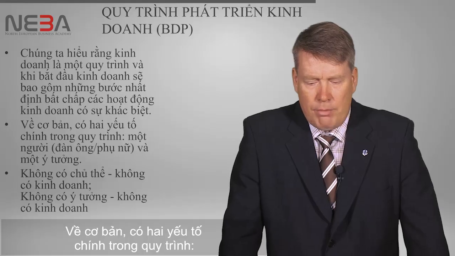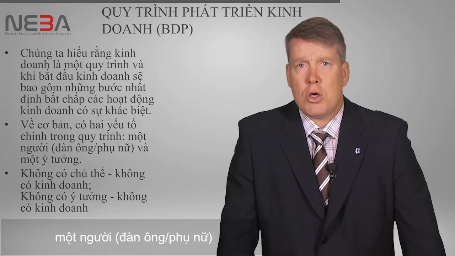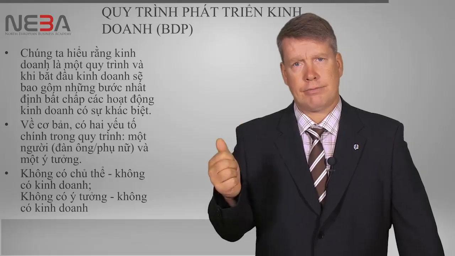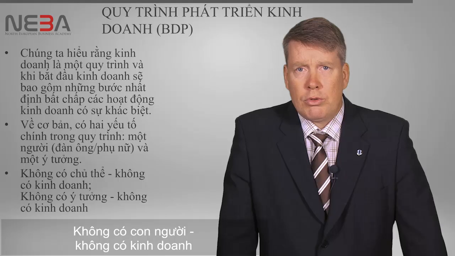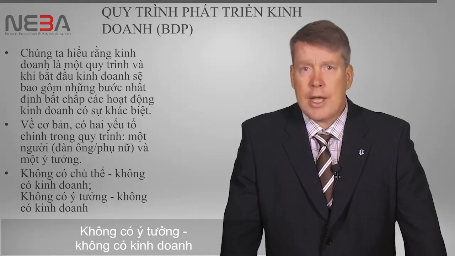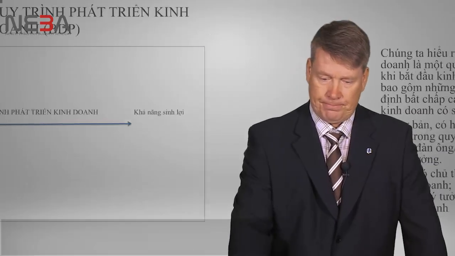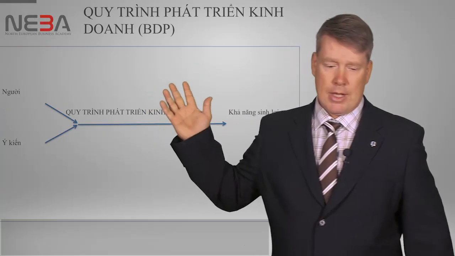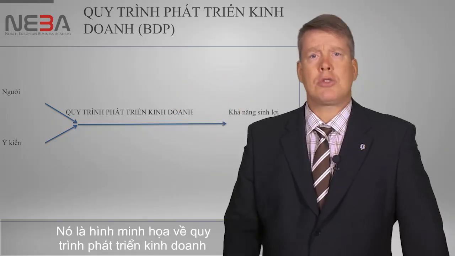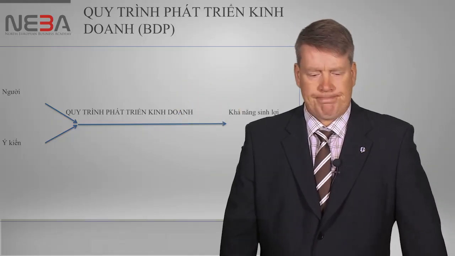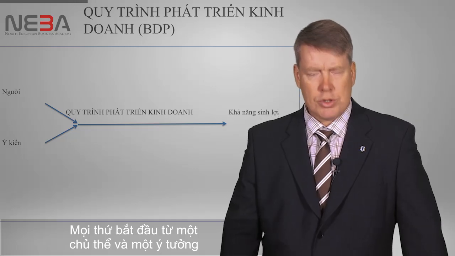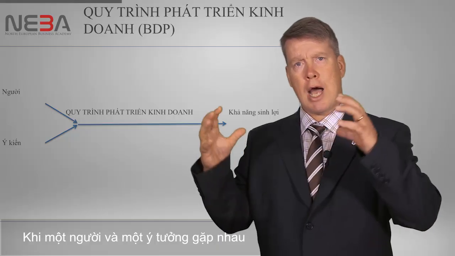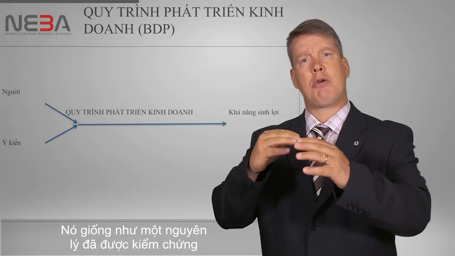Basically there are two main factors in the process: a person, man or woman, and an idea. No people, no business. No idea, no business. As you can see in this picture, it's an illustration of the business development process. Everything starts from one person and an idea. When a person and an idea meet together, it is like a proof of principle.